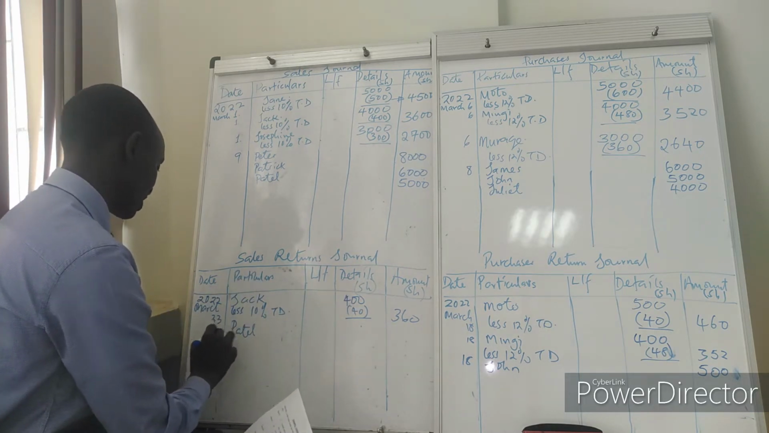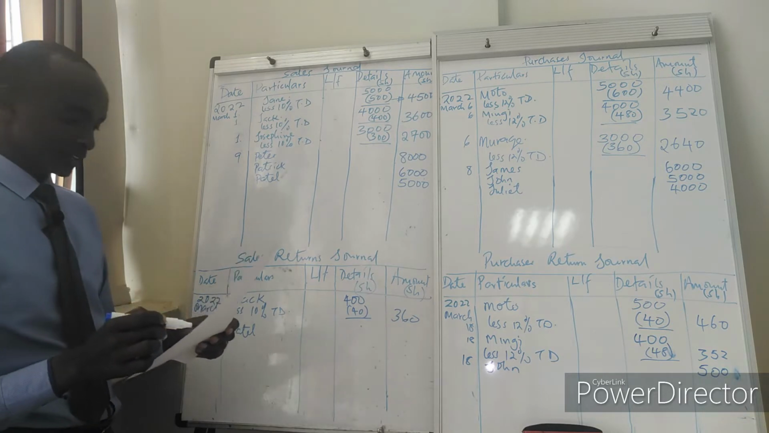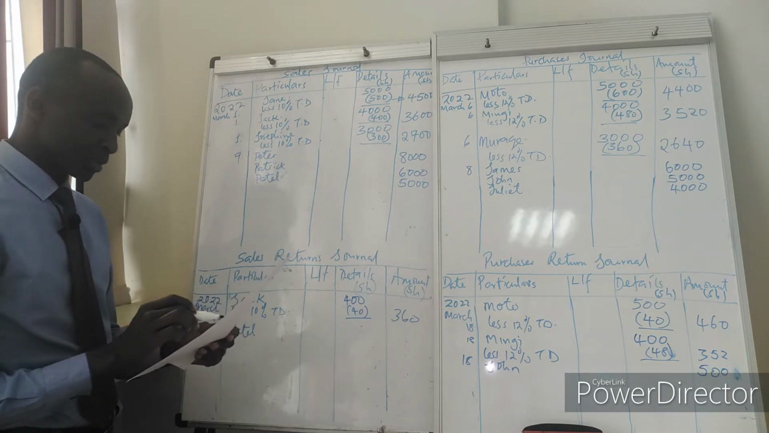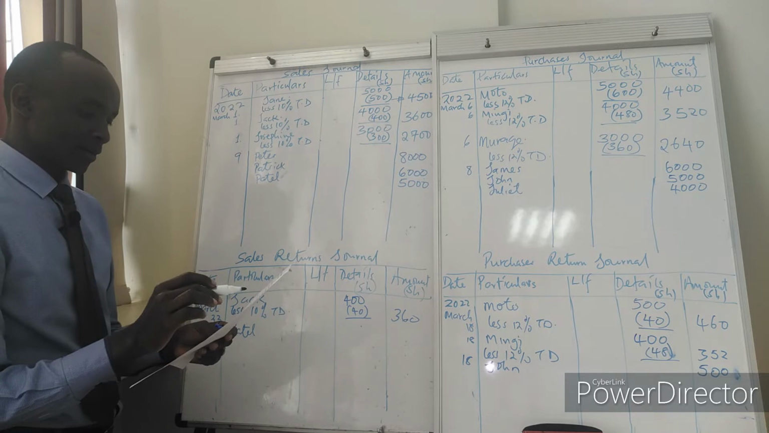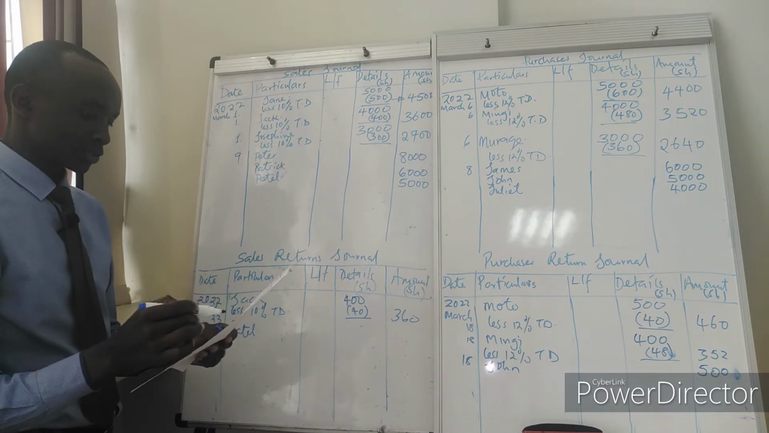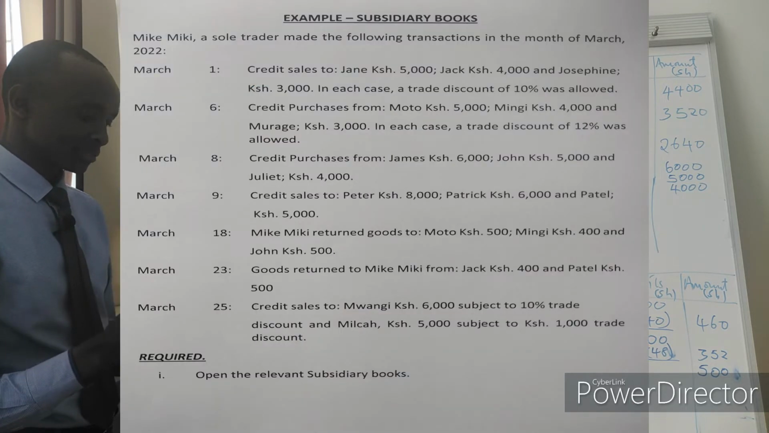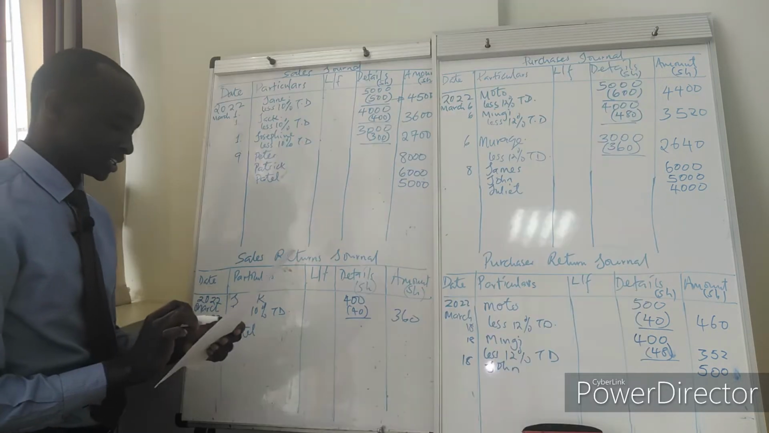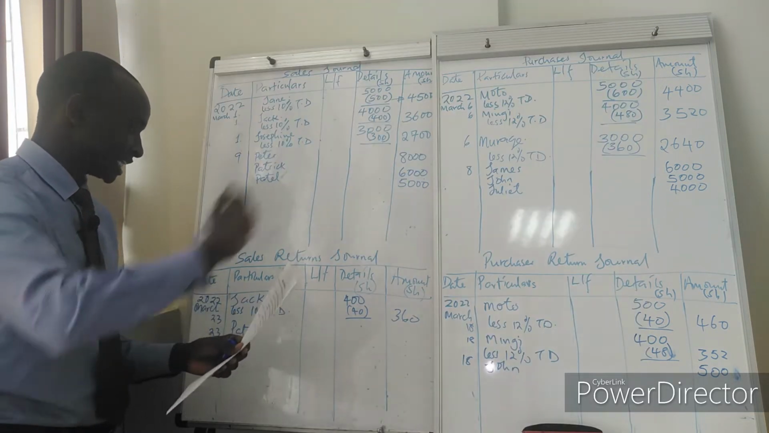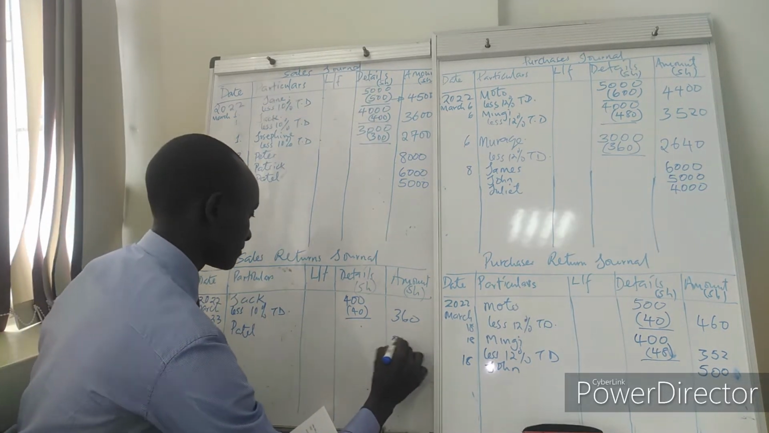And then you have Patel on the same 23rd. Patel was sold goods by Mike Mickey. You go to where Patel was sold goods. Patel on March 9th, Patel was sold goods worth 5,000, but there was no discount allowed. So you're going to write the 500 right on the amount column.